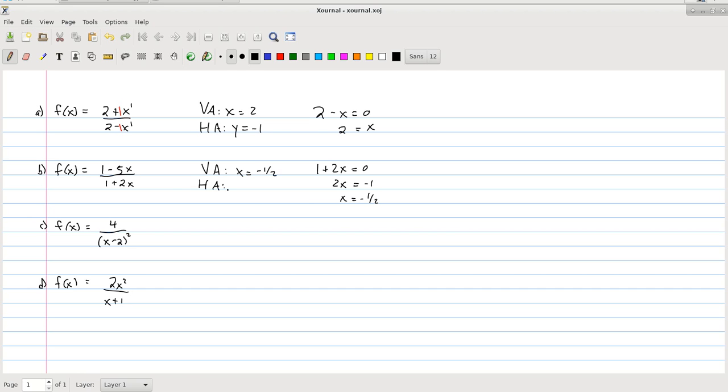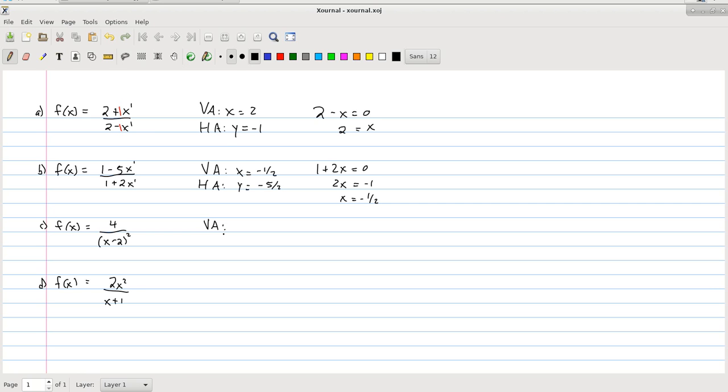For the horizontal asymptote, the numerator and denominator both have the same degree. They're both degree 1. So our horizontal is of the form y equals the ratio of the leading coefficients. So negative 5 for the numerator, positive 2 for the denominator, so we have negative 5 over 2. Because this function has a horizontal asymptote, it does not have a slant asymptote.